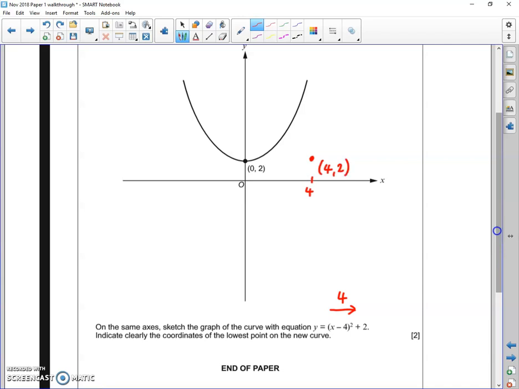All you've then got to do, look, is draw in the rest of the curve. So there's one mark for moving it to the right, and the other mark is for actually labelling the coordinate, which has become 4, 2, because taking away 4 in a bracket moves 4 to the right.